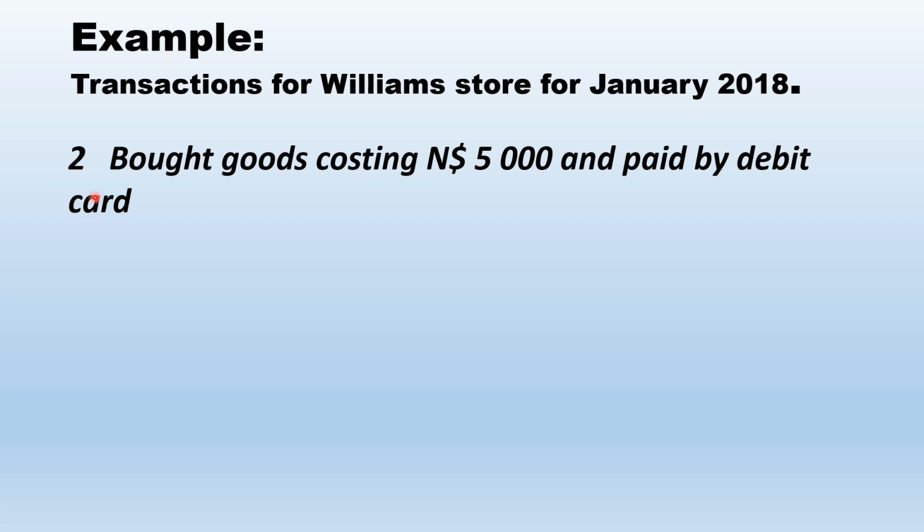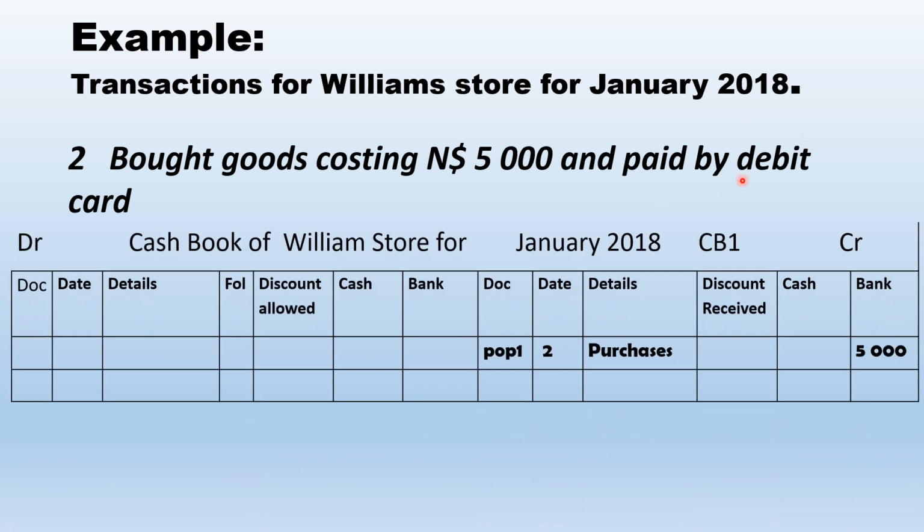So the second, bought goods costing 5,000 and paid by debit card. So in this case, we bought goods, money is going out of the business on the credit side, because we said money going out of the business is recorded on the credit side. On the credit side, the document number is proof of payment for the debit card, and then date, it happens on the 2nd. Why are we paying out this money? Is because of purchases. We bought goods, is called purchases. And then the amount is recorded in the bank column because debit card goes in the bank column, and the amount is 5,000.